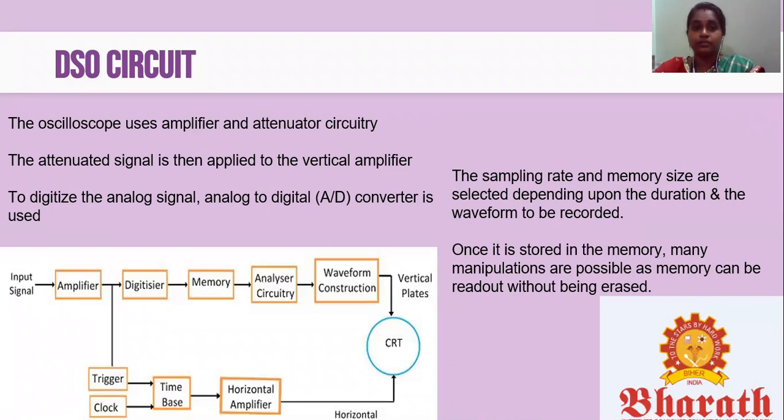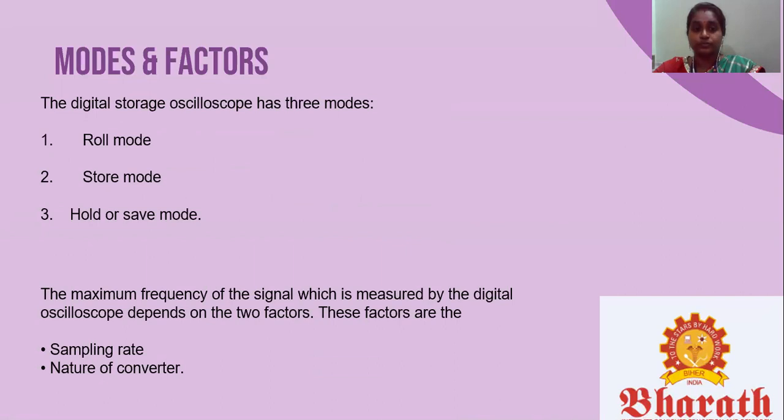You can refer to it. The digitization is done by taking samples of the input signal at periodic intervals. The input signal is digitized and stored in memory in digital form. In this state, it is capable of being analyzed to produce a variety of different information. So to view the display on the CRT, the data in memory is again reconstructed in analog form. Here are some modes which are used: roll mode, store mode, hold or save mode.